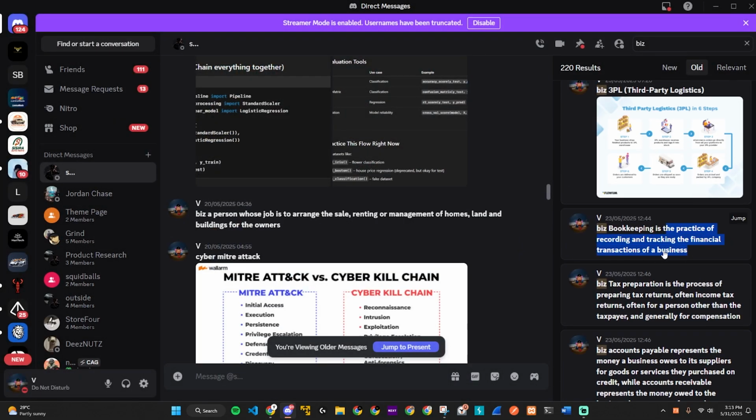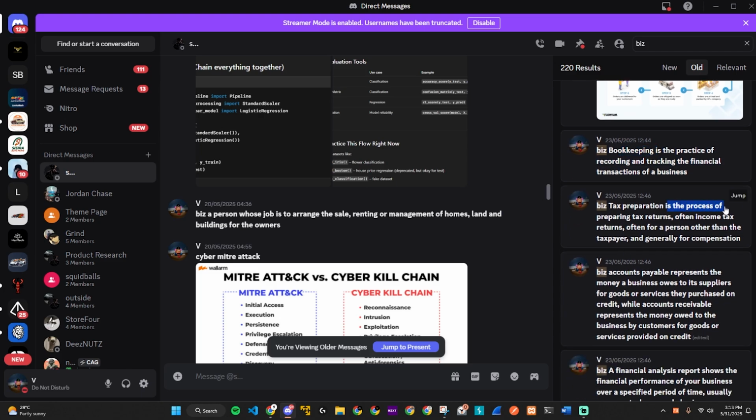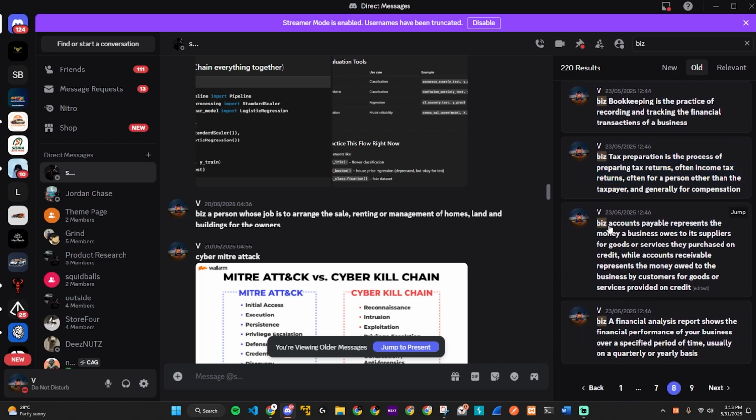Tracking the financial transactions of a business, it's bookkeeping. It's the process of preparing tax returns, often income tax returns, often for a person other than the taxpayer, generally for compensation. Accounts payable represents the money a business owes to its suppliers for goods or services they purchase on credit. While accounts receivable represents the money owed to the business by customers for goods or services provided on credit.